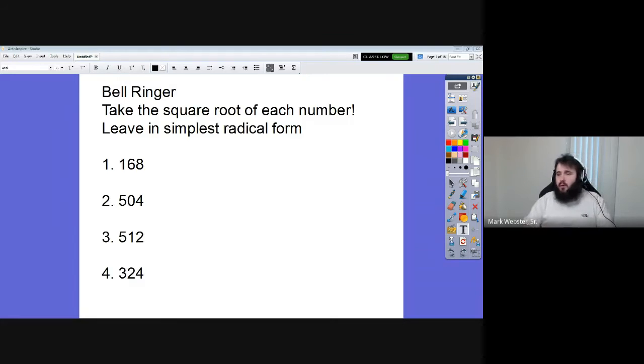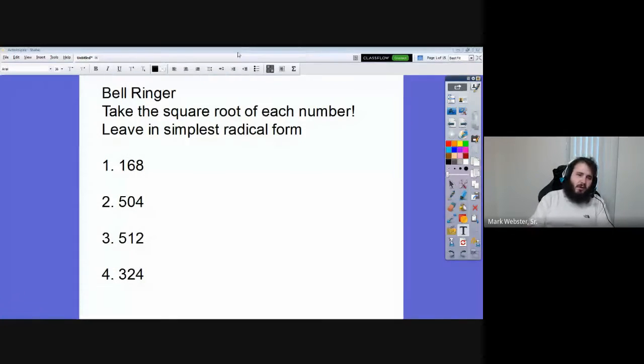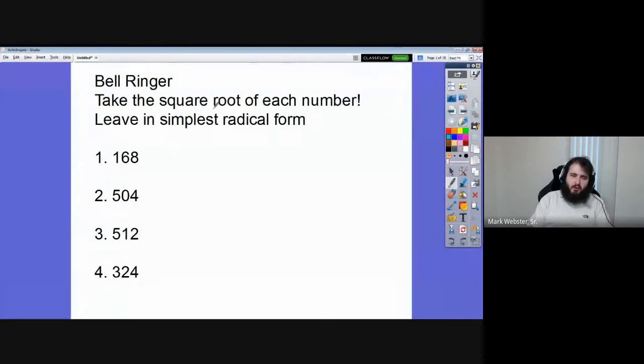All right, so what we're trying to do is take the square root of each of these numbers and leave them in simplest radical form. This is not something you want to do with a calculator, just punching the button in and getting a decimal. We want to leave it in simplest radical form. So the way I always do it, if I'm not seeing it immediately, I'm just going to break it down. I like to find the smallest prime numbers that I possibly can.